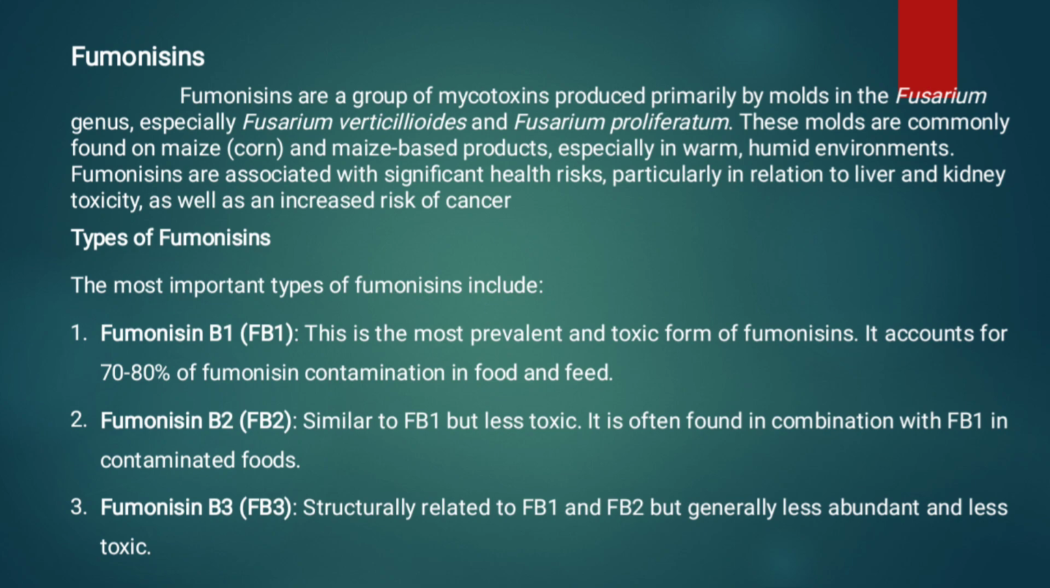The most important types are fumonisin B1. This is the most prevalent and toxic form of fumonisins. It accounts for 70 to 80% of fumonisin contamination in food and feed. And the next one is fumonisin type B2, similar to fumonisin B1 but less toxic. It is often found in combination with fumonisin B1 in contaminated food. Fumonisin type B3 is structurally related to fumonisin B1 and B2, but generally less abundant and less toxic.